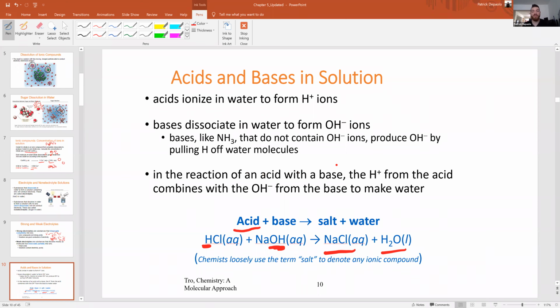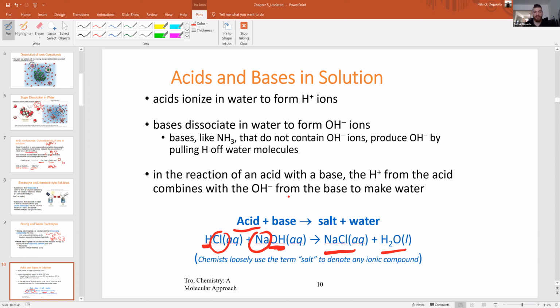So in the reaction of an acid with a base, H plus from the acid combines with the OH minus from the base to make water. That happens all the time. You can think about it as the cation, even though it's not really a cation because it's hydrogen, the plus from the acid, and the anion, which is the hydroxide, from the base, reacting together to make water. And then the remaining cations and anions, in this case, sodium and chlorine, go together to make a salt. So that is what happens. And you can have many different types of salts. Salts denote any ionic compound.